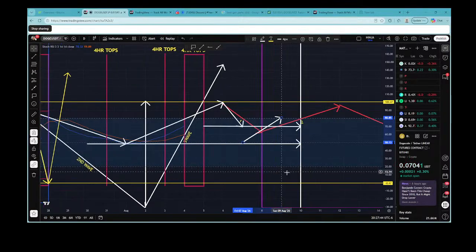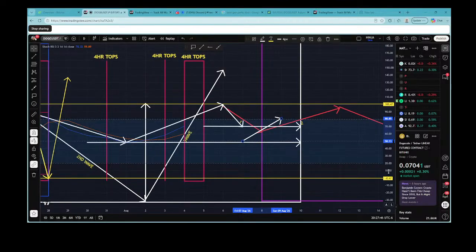Let's say it breaks, right, and we start to go down. What am I looking for? Like to confirm that? No, that's just your daily. So remember that. You have to realize what time frame you're looking at and what it represents.